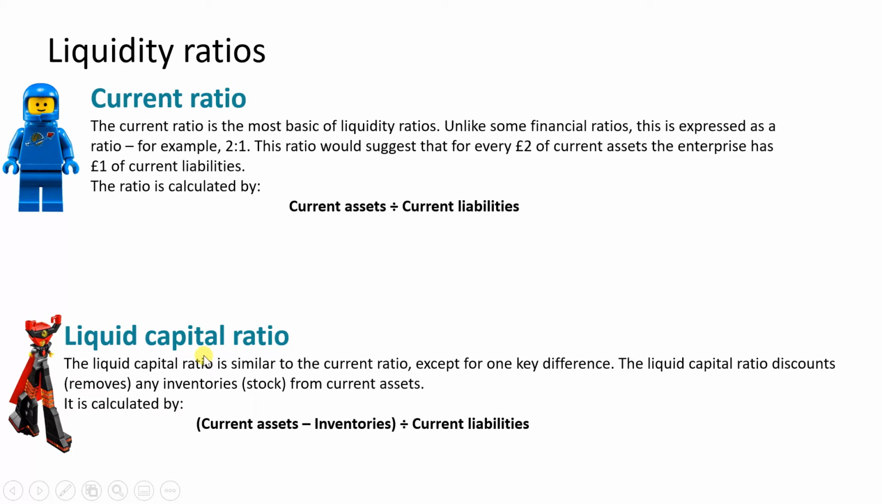Liquid capital ratio from Lord Business. The liquid capital ratio is similar to the current ratio, except for one key difference. The liquid capital ratio removes any inventories, the posh word for stock. It removes the stock from the current assets. You calculate it by first current assets minus inventories. So that's a bracket. Remember your BIDMAS. Do that bit first. And then once you've got that answer, you divide it by current liabilities.